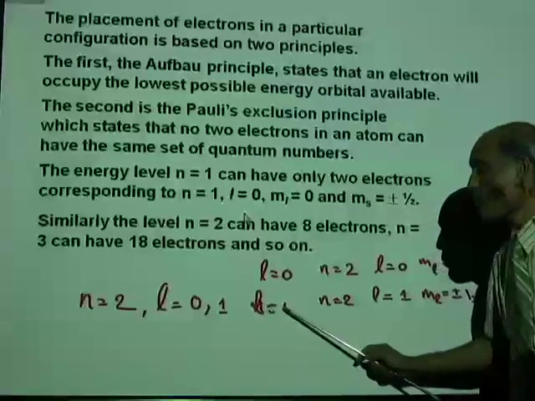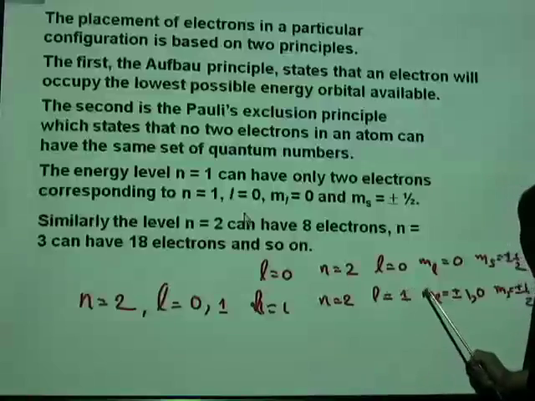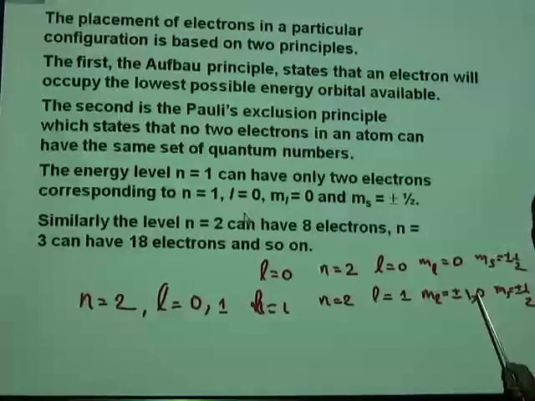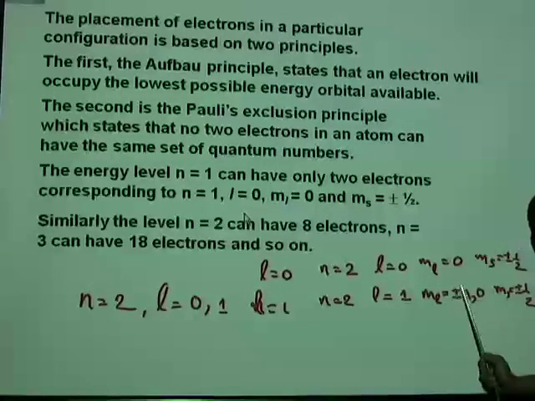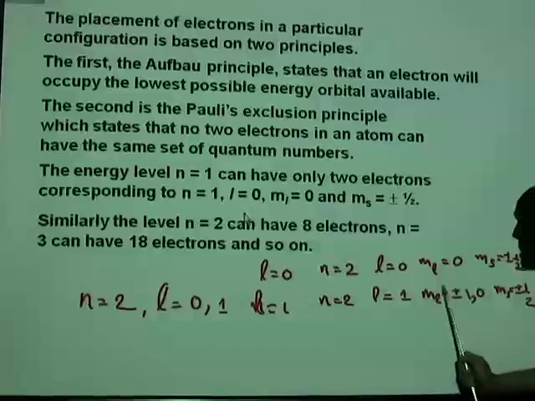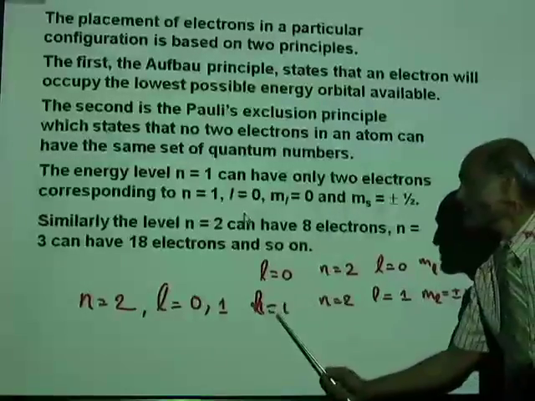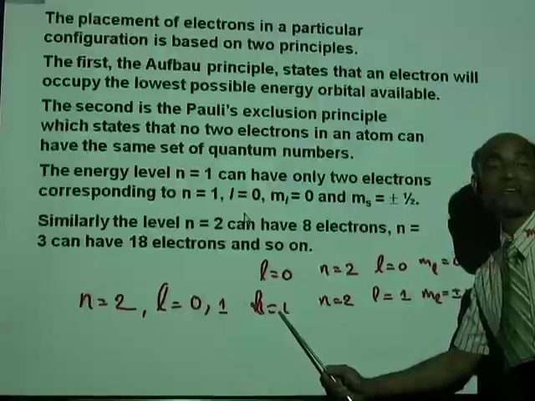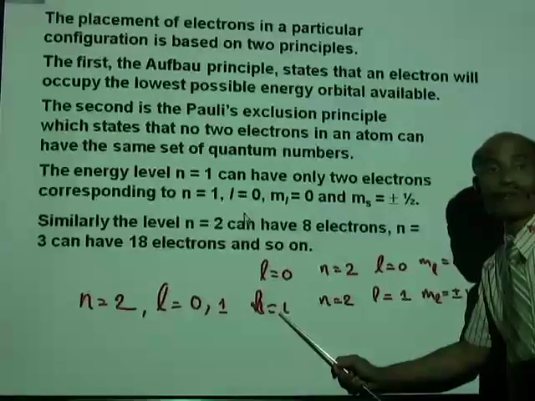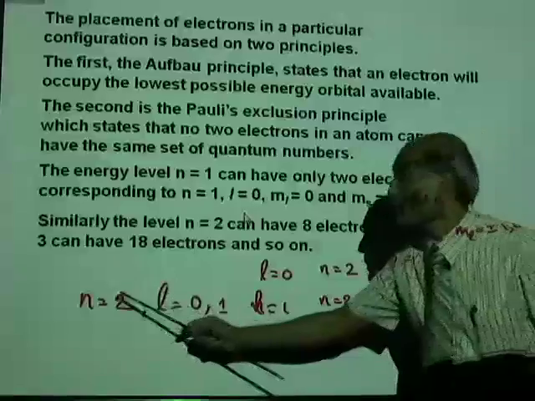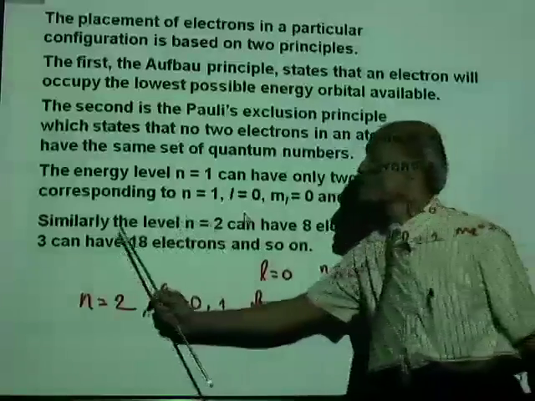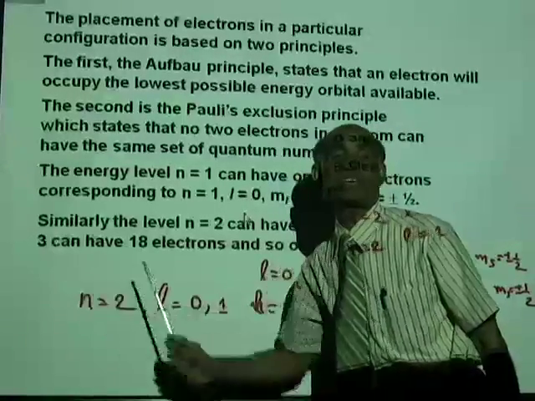If you now come to L equal to 1, L equal to 1 will correspond to ML. ML can have plus or minus 1 or 0. And you can see this will give you three combinations. And each of these three combinations can have MS either plus or minus. That means there are 6 electrons corresponding to L equal to 1, the P subshell. So the S subshell can have 2 electrons and the P subshell can have 6 electrons, and therefore n equal to 2 can have how many electrons? 8 electrons.